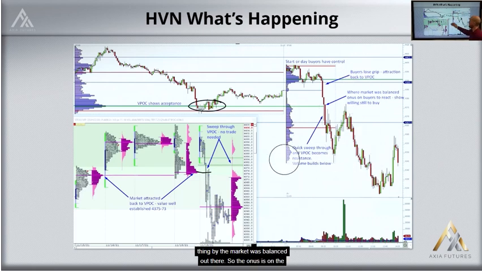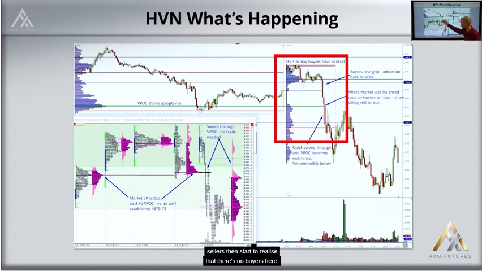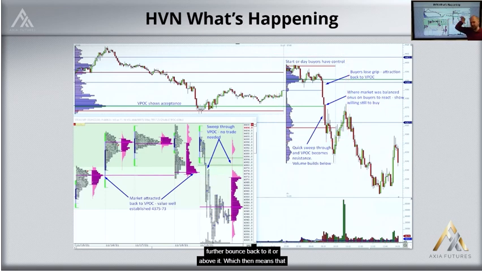Essentially, the way to think about it, the market was balanced down here. So the onus is on the buyers to react when you get there. Are the buyers going to come in and show the same strength that they did down here to stop it going any lower? The answer, no. Get a quick sweep through, and that's what then allows volume to build lower down. Sellers then start to realize that there's no buyers here. They then start to sell from that point, which prevents any further bounce back to it or above it, which then means that trade naturally gravitates lower from there.